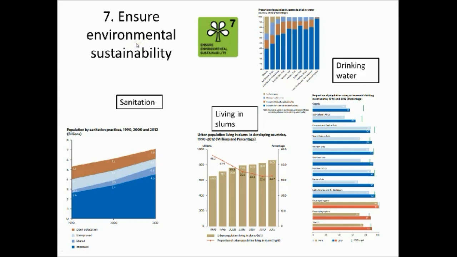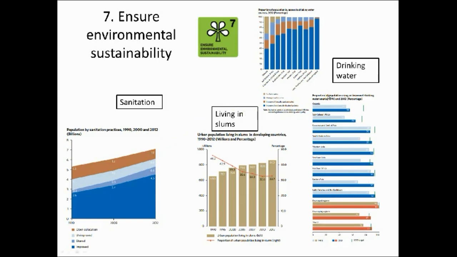Number seven is to ensure environmental sustainability. And let's focus, first of all, on the bottom left-hand corner, which deals with sanitation. And this is the number of people who are living in particular sanitation regimes. And what we can see is that there remains a billion people who are forced to continue to practice open defecation. A further 800 million people have what is quoted as unimproved sanitation practices. But there has been an increase in the number of people with improved sanitation. Now, whether you regard this as a success or a failure, to come from 1.3 to 1.0 over a 20-year period, I'll invite you to choose.